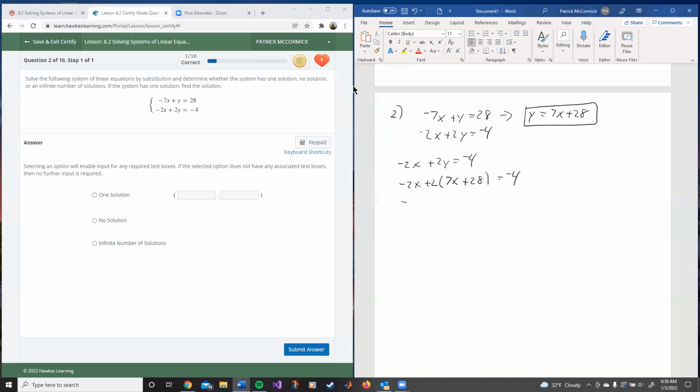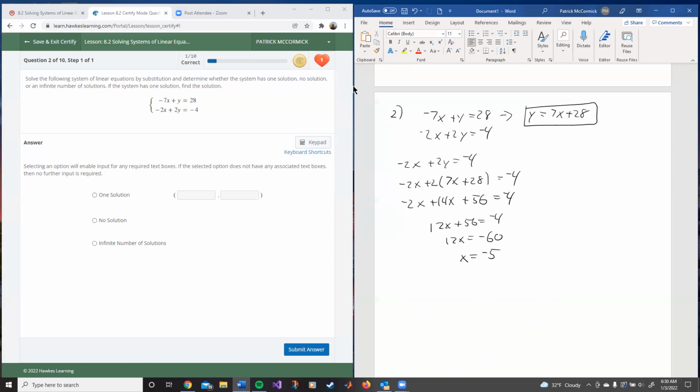Just got to be careful. So now distribute that 2. So it'll be plus 14x plus 28 times 2, 56, equals negative 4. Combine some like terms. That gives me 12x plus 56 equals negative 4. Subtract the 56. I get minus 60. Divide by the 12. X equals negative 5.